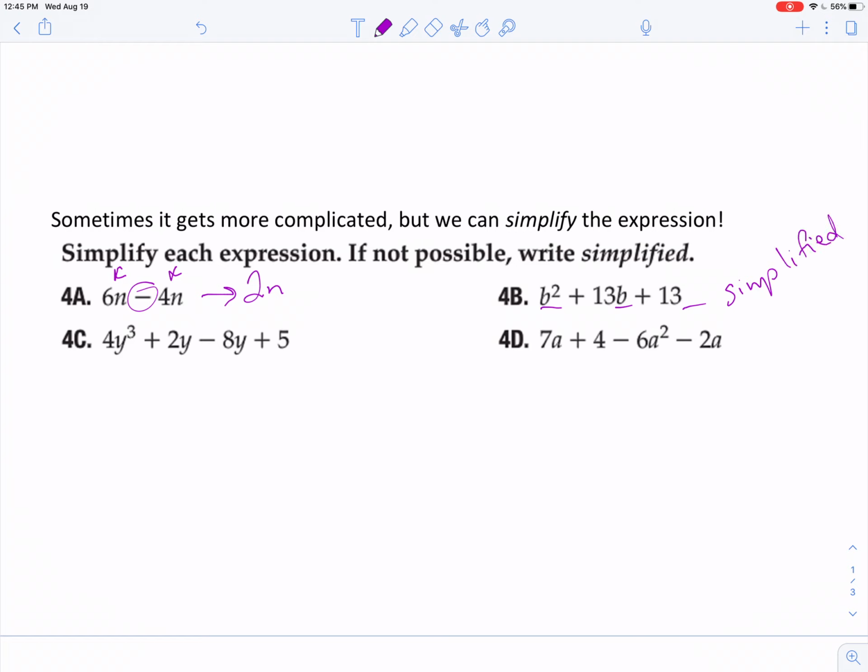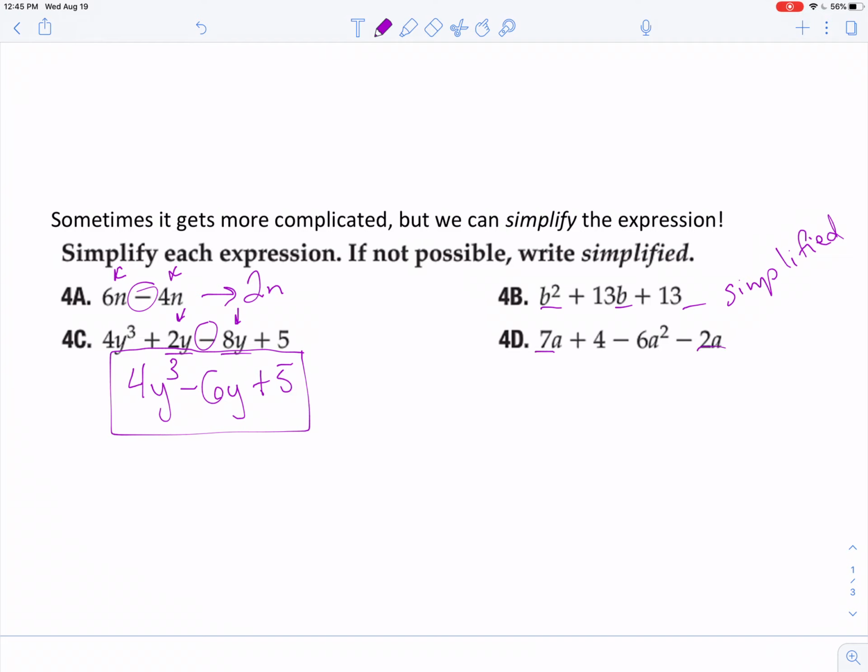All right, let's try 4c. y cubed, that can't combine with anything. There's no other y cubes. However, there are 2 regular y's. So 2 minus 8 is a negative 6y. Write down all that other happy variables there. That's my answer. Let's do one more, just for good measure.